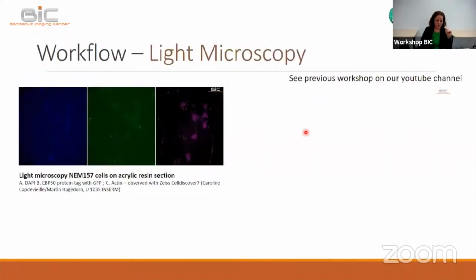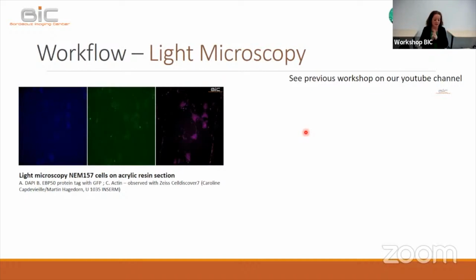So here, once you have collected all the sections, you have to do immunolabeling. I show two different examples. This first one is on cell culture. It was a flat embedding of cell culture.